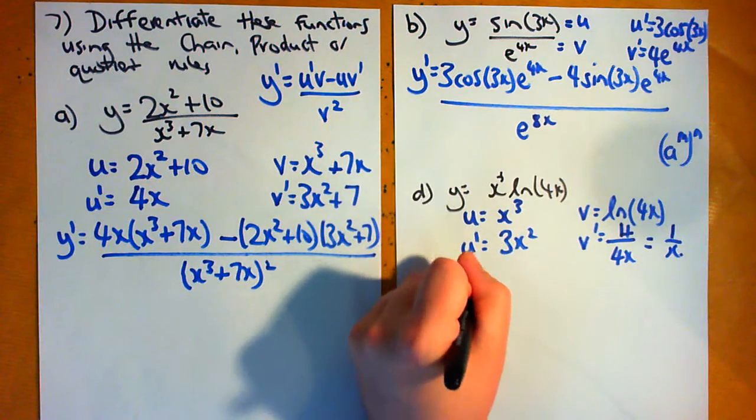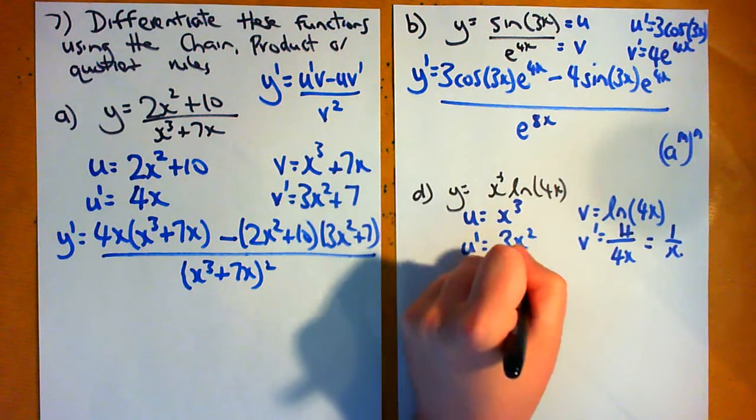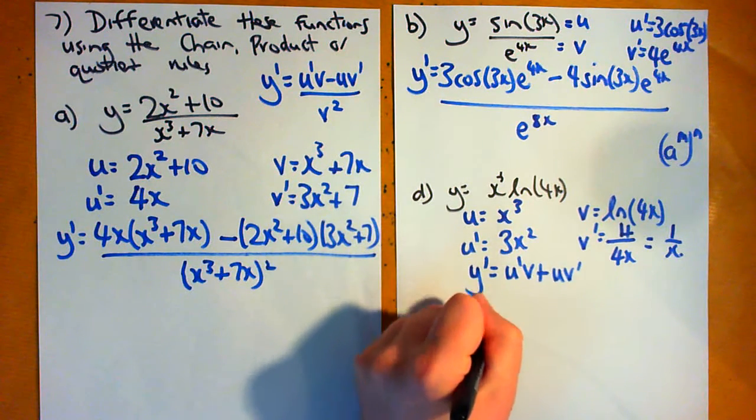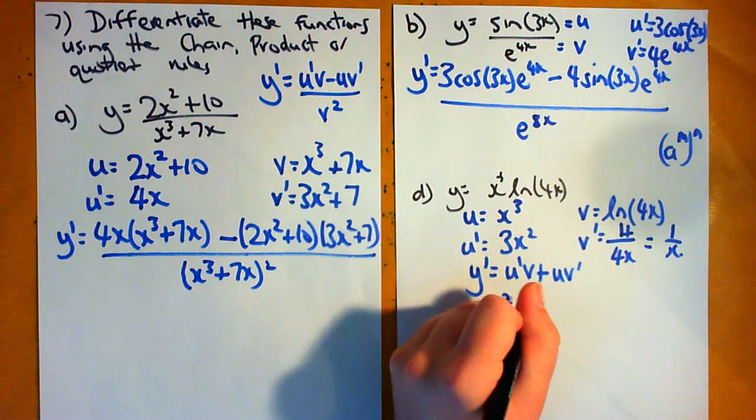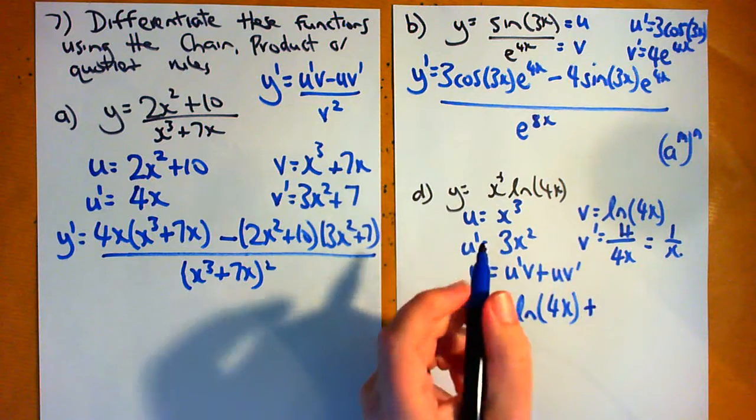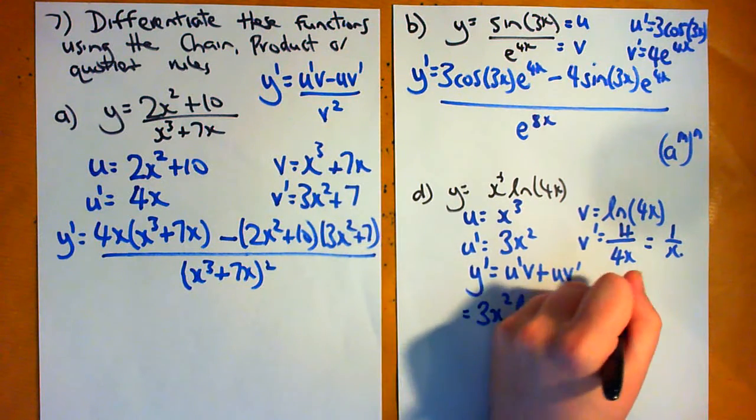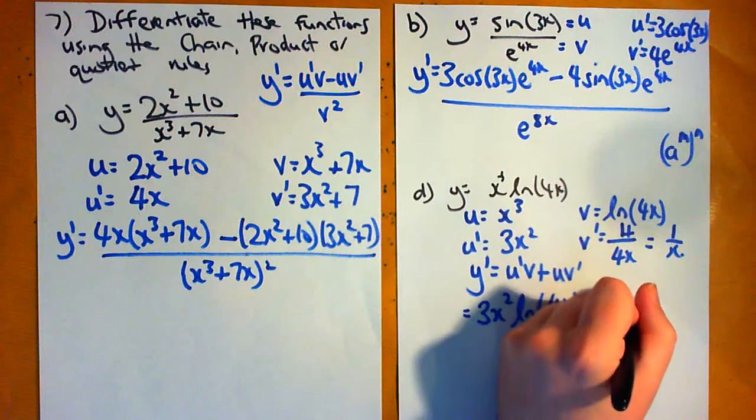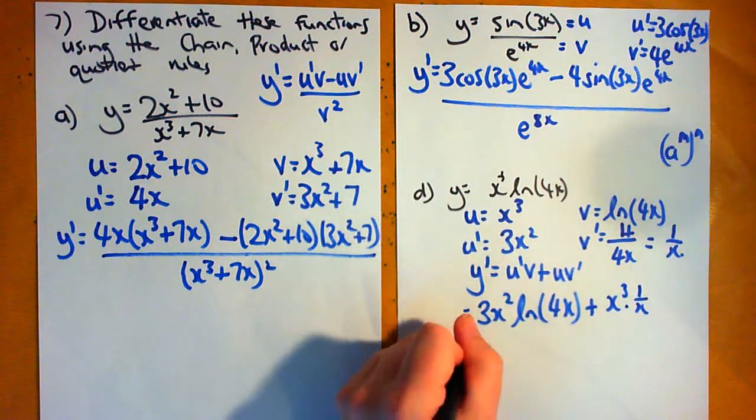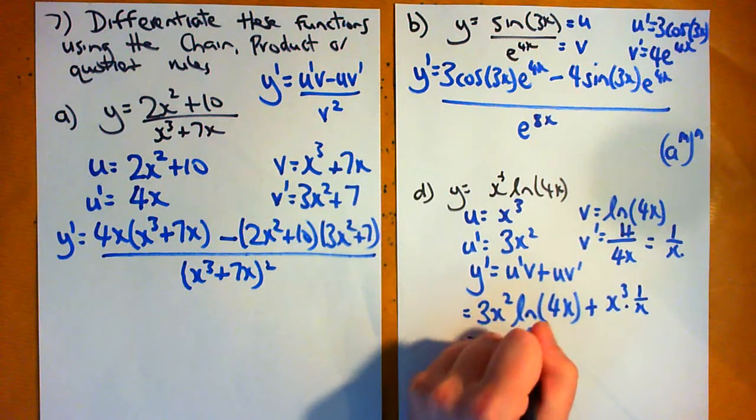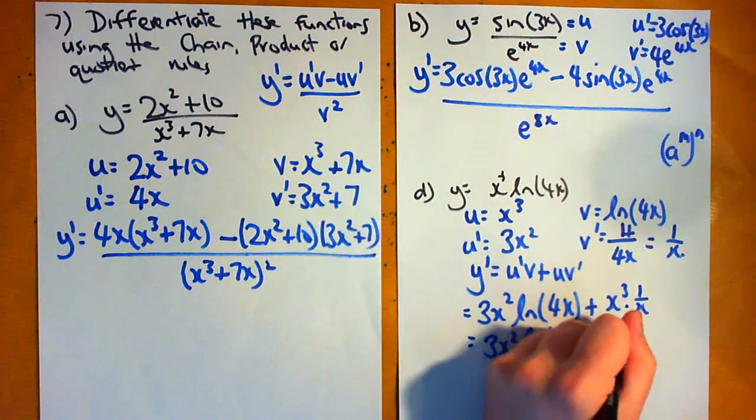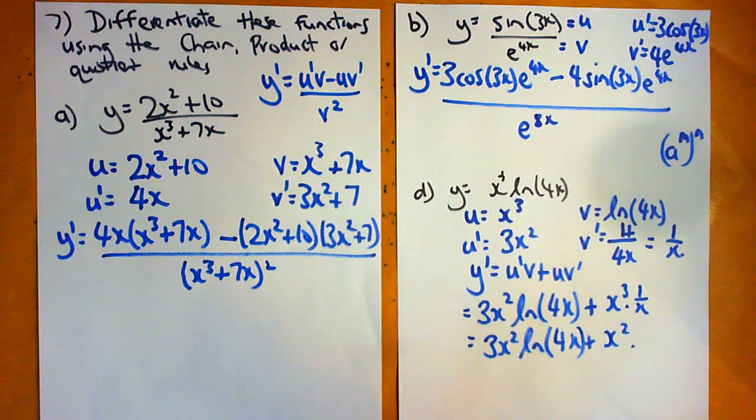Now we're using the product rule, which is y dash is u dash v plus u v dash, which gives us 3 times x squared times the log of 4x plus u, which is x cubed, times 1 over x, and this part we can simplify. This is going to be 3x squared log of 4x plus, this is x cubed over x, which is x squared.